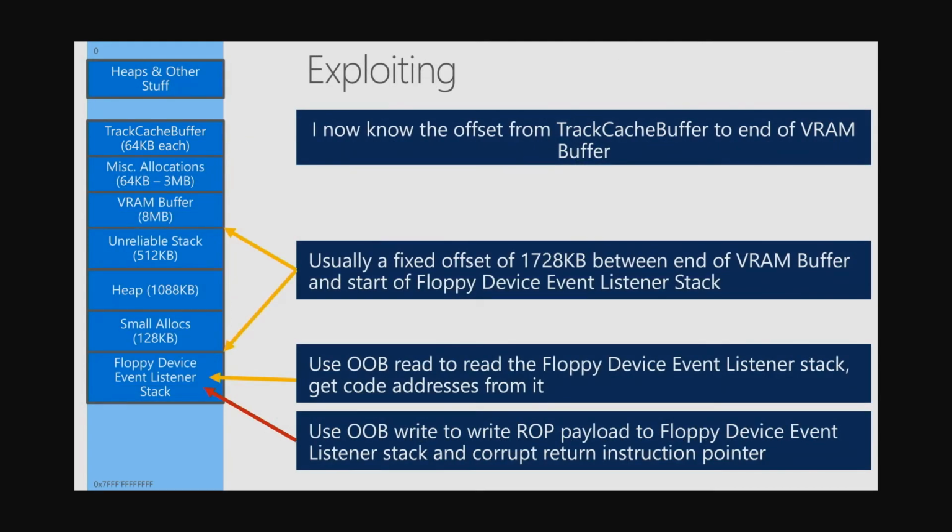And this gives me pretty much everything that I need to exploit the bug, because there seemed to be a fixed offset between the end of the VRAM buffer and the start of the floppy device event listener stack. So once I find the end of the VRAM buffer, I now also know how far I need to read and write out of bounds to get to that stack. And so I can go and I can read from the stack and leak the address of NTDLL and kernel32. And then I can go and I can corrupt that stack and write a ROP payload on it.